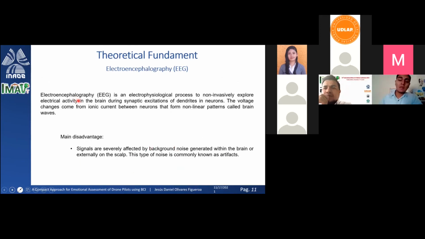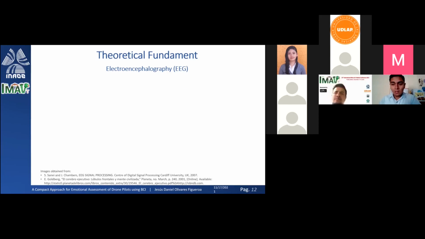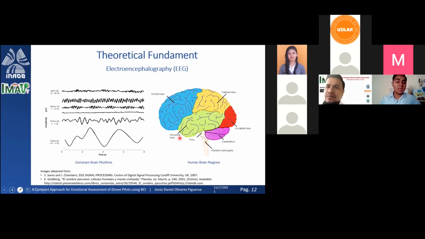The EEG is a non-invasive technique to explore the brain's electrical activity. The signals that we obtain are called brain waves. But the main disadvantage is that these signals are affected by noise generated within the brain or on the scalp. This type of noise is commonly known as artifacts. The EEG signals that we obtain are classified depending on the brain rhythms and the brain regions where they occur. In this case, we will focus on the alpha and beta rhythms in the frontal and temporal lobes.